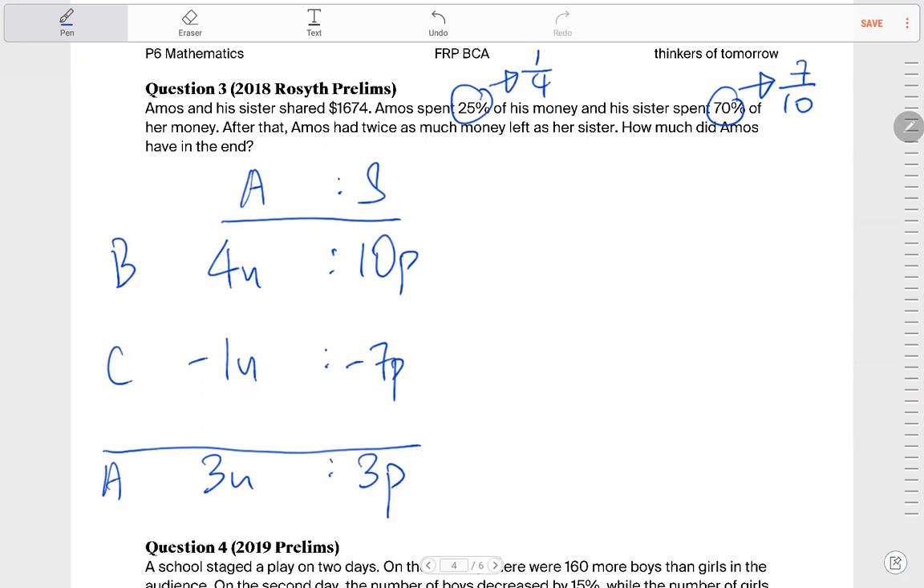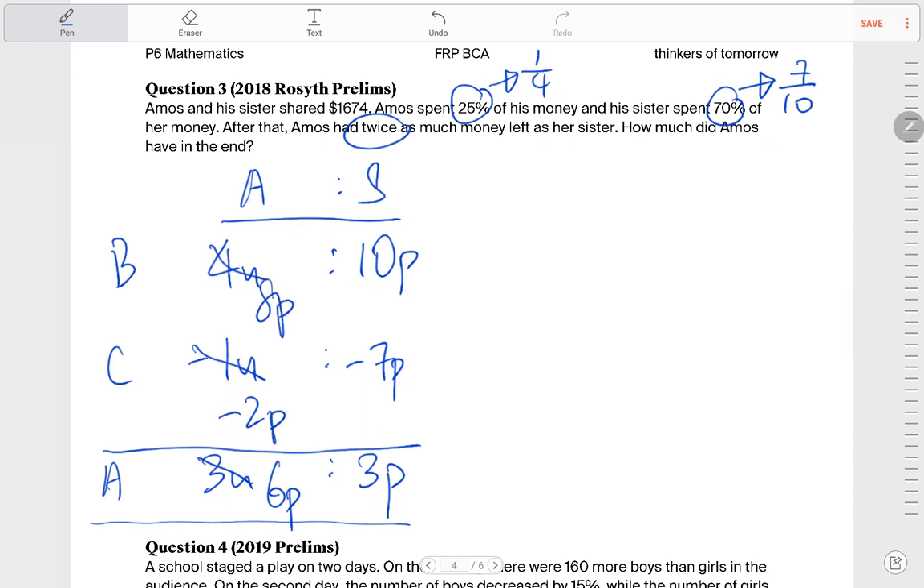Okay, so if you continue to read the question, they said Amos had twice as much money left as her sister. So right now, if you look at the after, it is 3p. Twice tells us that Amos should be 6p over here. That means that I have to multiply all the units by 2. So now instead of minus 1u, I get minus 2p. Instead of 8u, I get 8p.